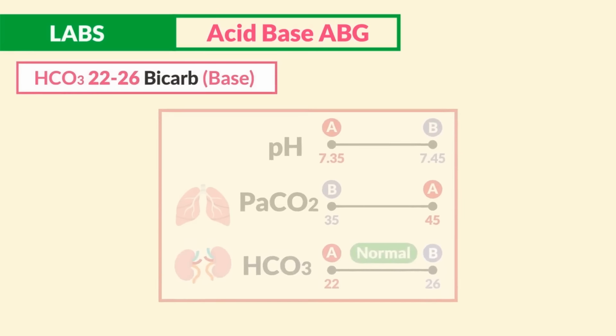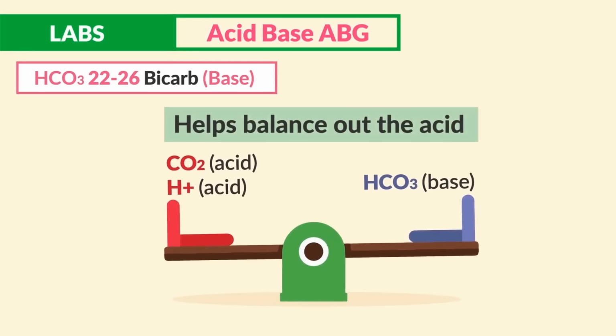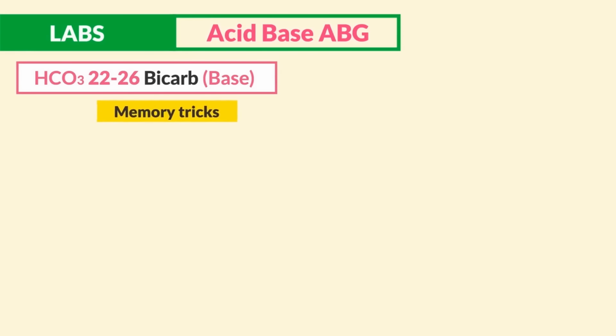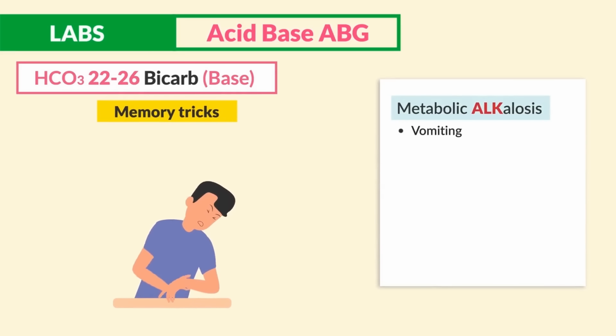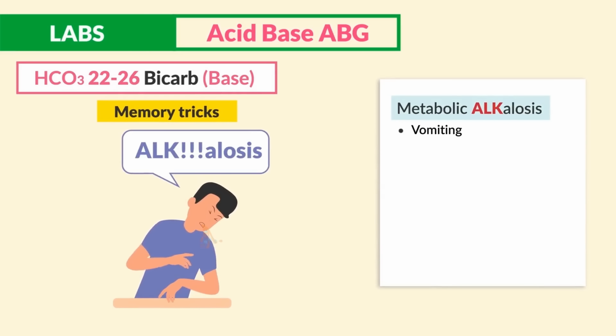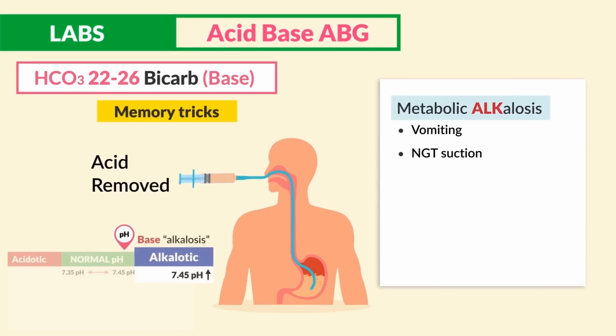Lastly, we have HCO3, 22 to 26. This is our bicarb, which we remember as a bicarb is our base. This helps to balance out the acid. So the memory trick for the causes, for metabolic alkalosis, just think of vomiting like alkalosis, or NG tube suctioning. We're basically sucking out all that stomach acid out of the body, and now the body's only left in a base or alkalotic state.